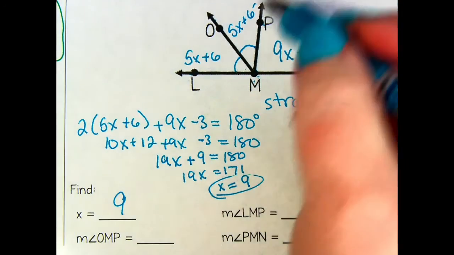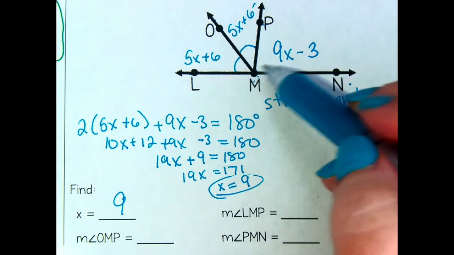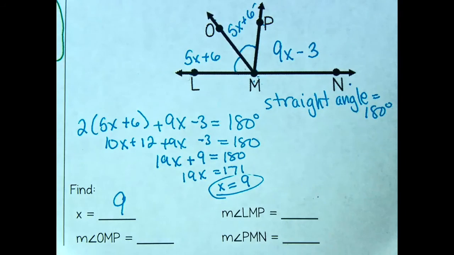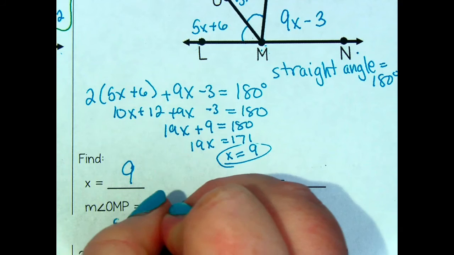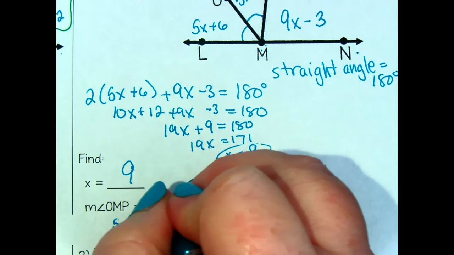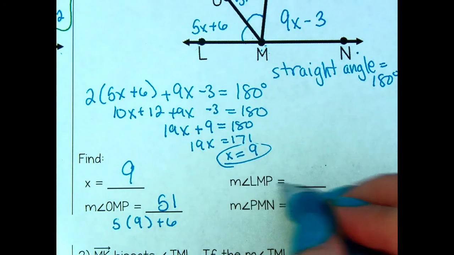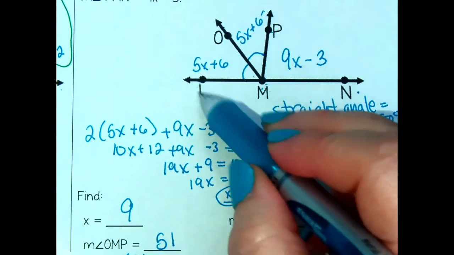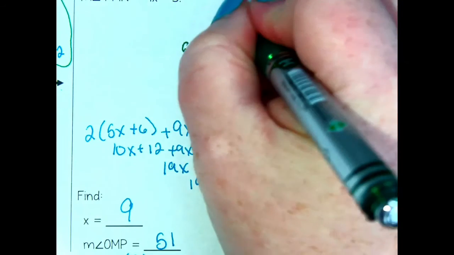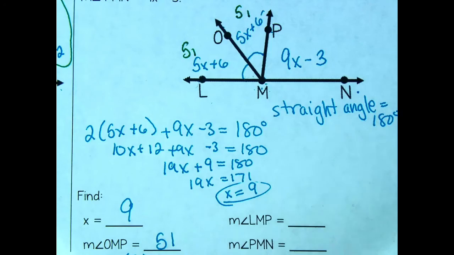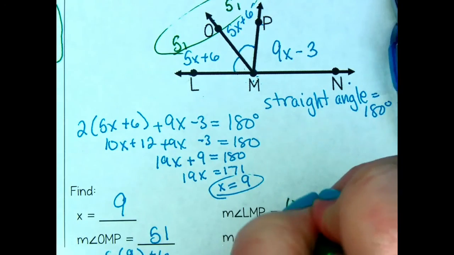So the measure of angle OMP, well, we already know that's the same as angle LMO, so I'm just going to take 5 times 9 plus 6, and that gives me 51. And the measure of angle LMP, well, if this side is 51, then this side is 51. So altogether, they are 102.